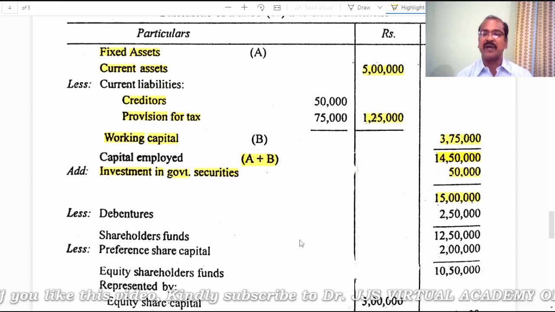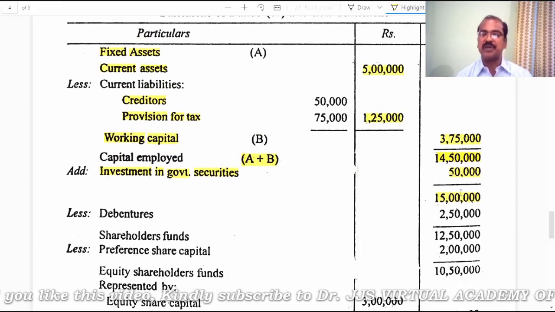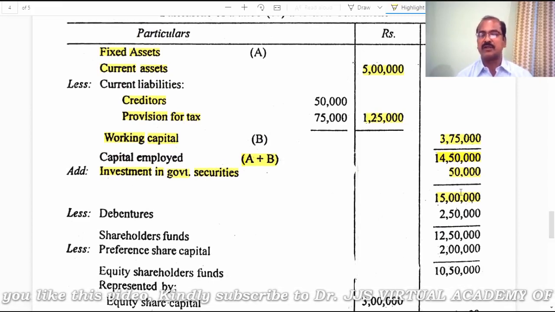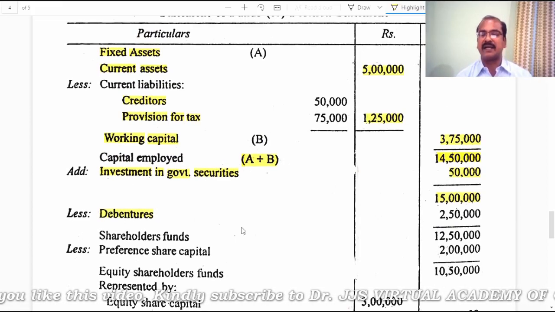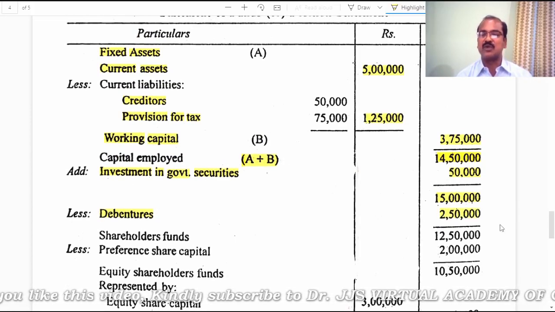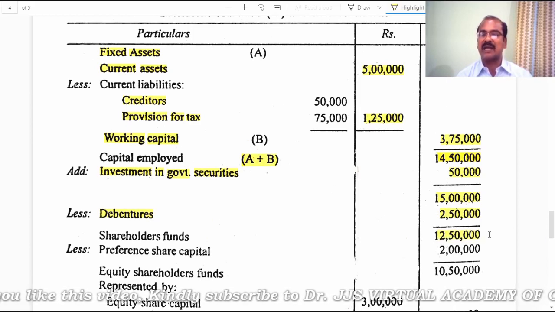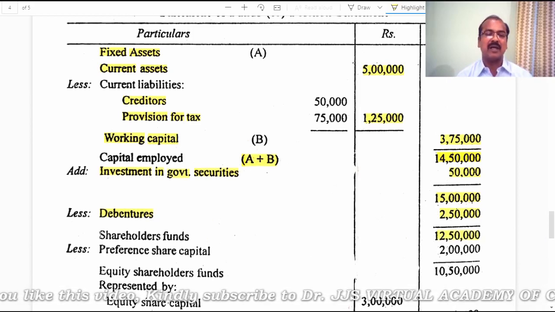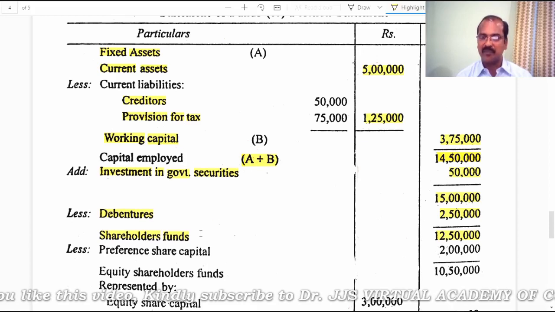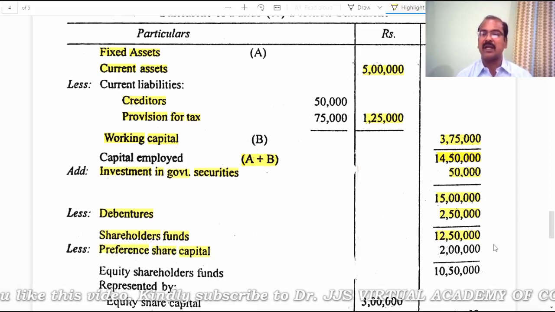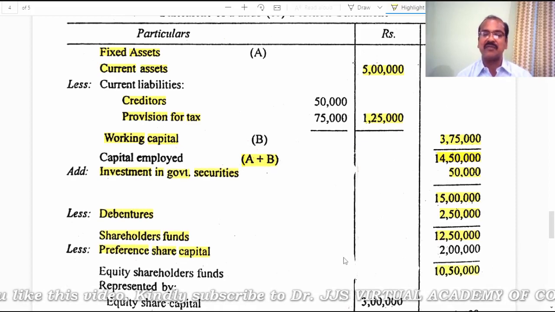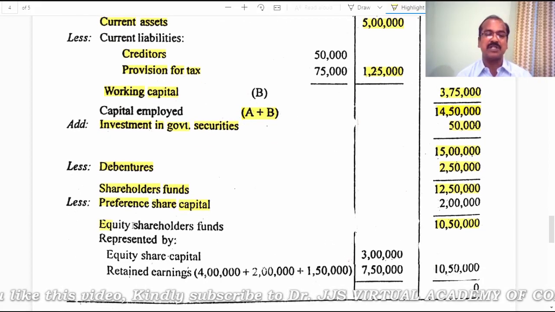Now we are going to verify how this 15 lakh rupees has been mobilized through various sources. Source number 1, debenture. Let us deduct it. It amounts to 2,50,000. So the balance comes to 12,50,000, which is nothing but shareholders' funds in total. From the shareholders' funds, if you deduct preference share capital, you get the balance of 10,50,000. That's nothing but equity shareholders' funds.